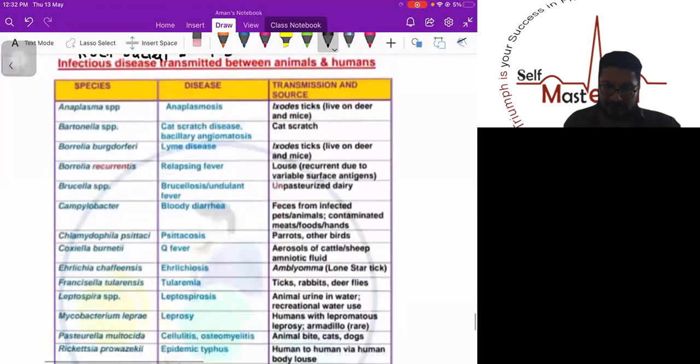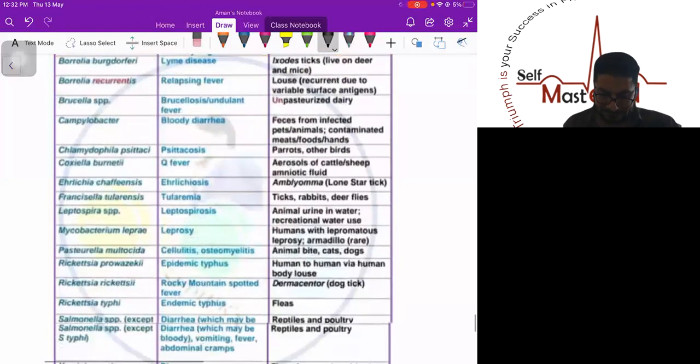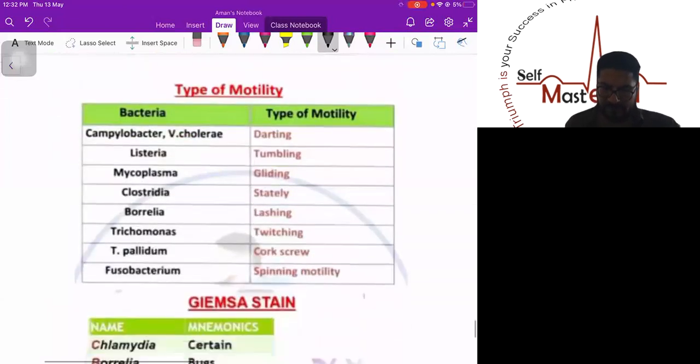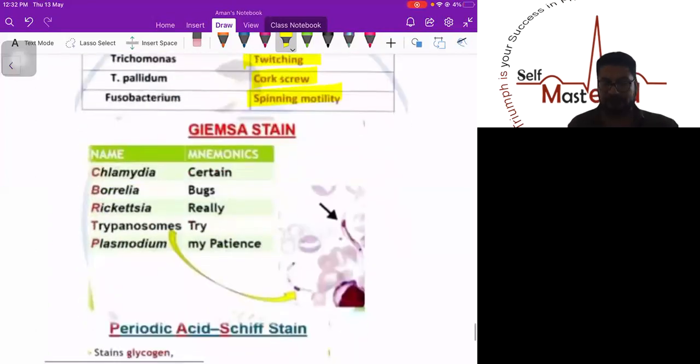Then you can read these infections which are transmitted between animal and human. Then we know different types of motility. Darting motility you will see in Campylobacter and Vibrio, tumbling in Listeria, gliding in Mycoplasma, stellate in Clostridium, lashing in Borrelia, twitching in Trichomonas, corkscrew in Treponema pallidum, spinning motility in Fusobacterium. These are the microbacteria which you can stain by Giemsa stain.